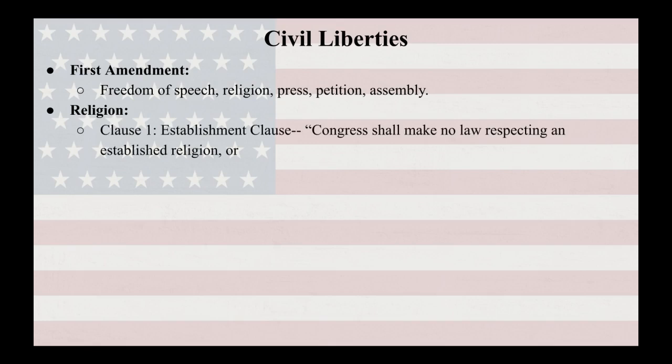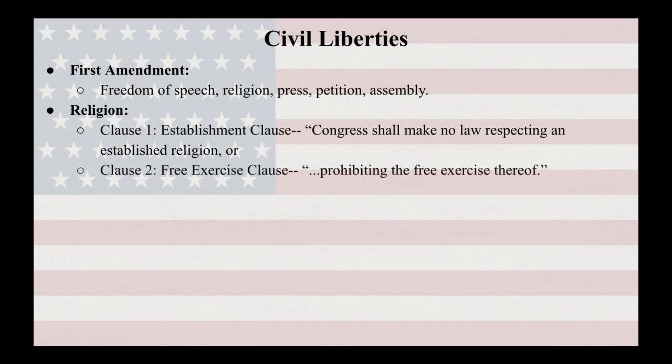And the Establishment Clause says, Congress shall make no law respecting an established religion. So what they're saying is that in the Establishment Clause, Congress cannot create a religion that everyone must follow, because they've just broken apart from Great Britain, who had a state religion, Anglicanism, the Church of England, and there were people who fled for religious freedoms, for religious persecution reasons. And so they want to ensure that the new government does not create a religion that everyone must follow. So that's the first clause.